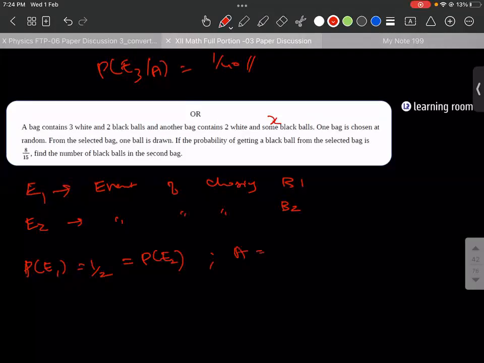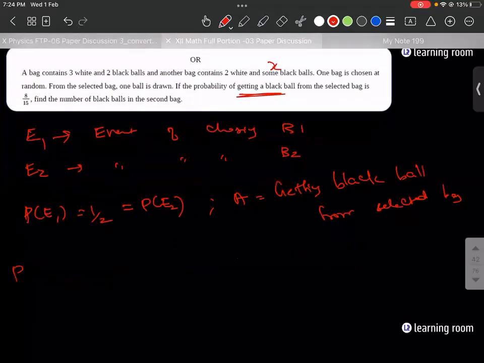So what is A? The probability of getting a black ball from the selected bag is 8 by 15. So A be the event of getting a black ball from the selected bag. What is the probability of A? Probability of A will be 8 by 15.